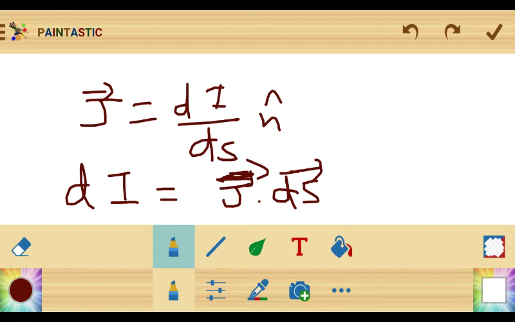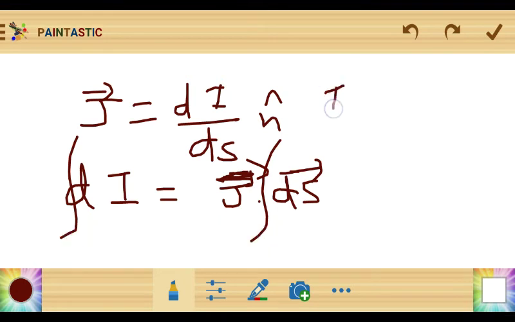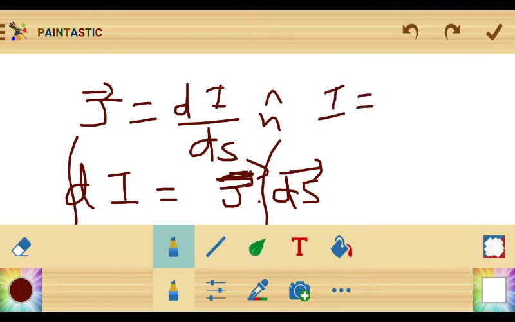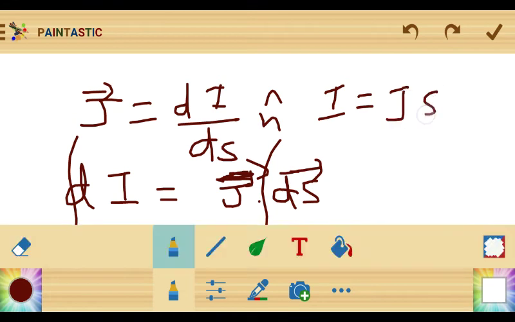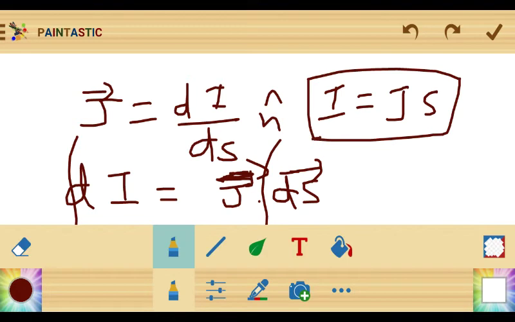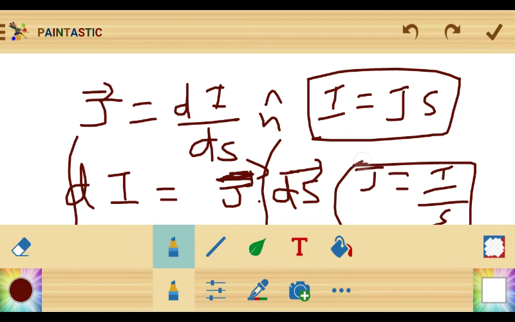And to find out the value of I, I'll integrate over the surface, and it will reduce to the form: integral of dI, integration is I, J remains J, and it is S. The relation between current density and current is simply I is equal to J into S, or simply J is equal to I upon S. And remember, current density is a vector quantity.